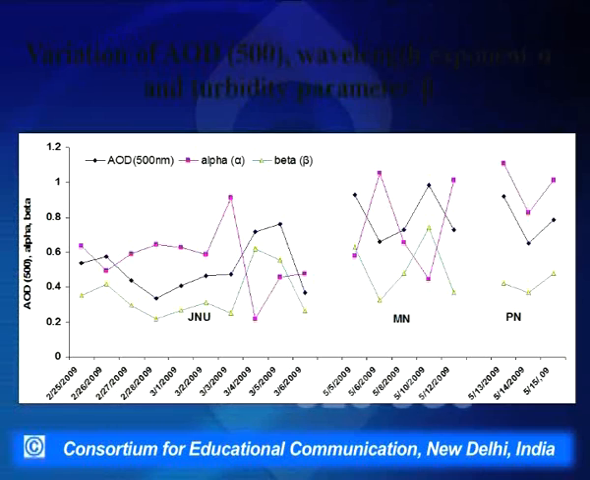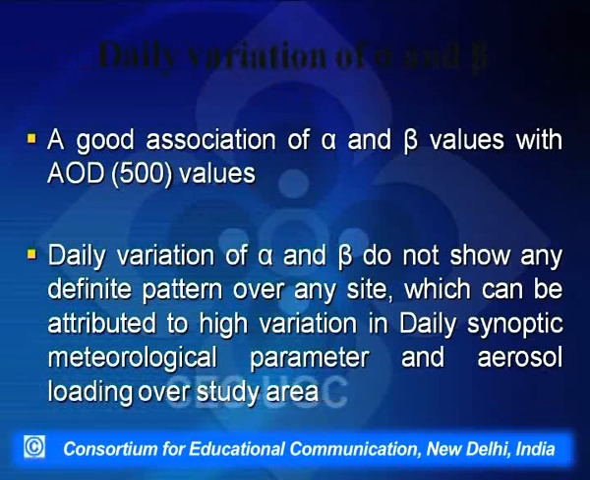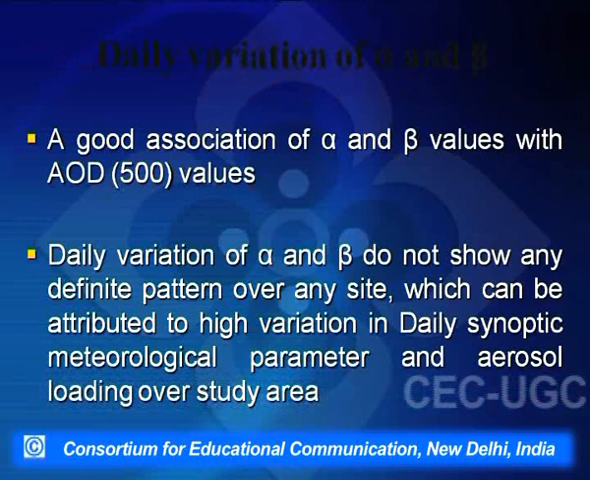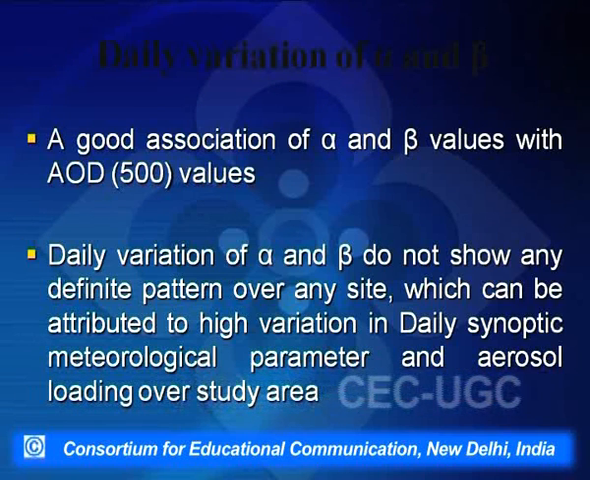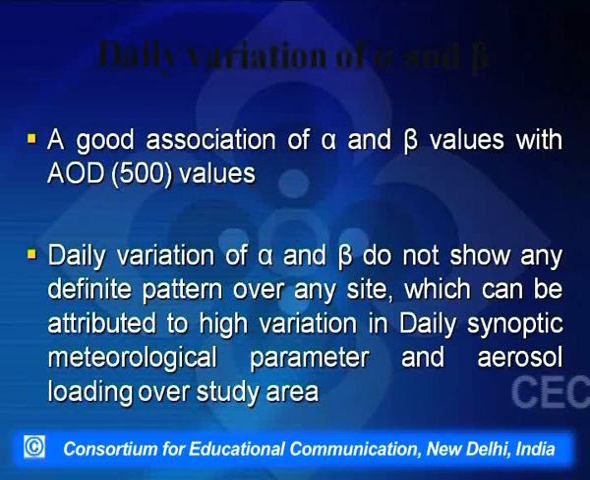Here one can see there is an inverse relationship between alpha and beta, in blue color and red color, at more or less all the places except at Patel Nagar. The situation is a little different there. Our results also found a good association between alpha, beta values and AOD 500 values. Daily variation of alpha and beta does not show any definite pattern over any site, which can be attributed to high variation in daily synoptic meteorological parameters and aerosol loading over the study area.